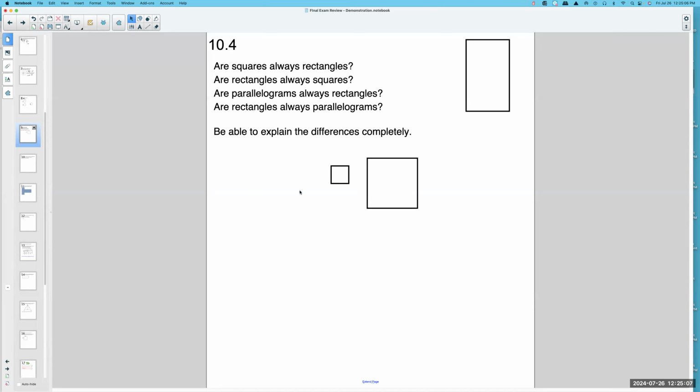There are 90-degree angles inside. They have opposite sides that are parallel and congruent. It just happens that all 4 sides are the same. Are rectangles always squares? Absolutely not, because here's one in the top right here. That is not a square, right? You would give me an example. You could throw in numbers if you want, or you could say it could be taller than it is wide, right? Something like that. Are parallelograms always rectangles?